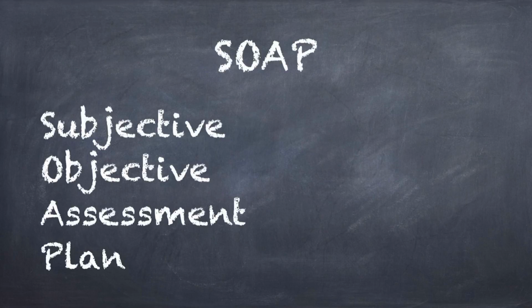At the beginning of it, we start with some basics in EMS, and documentation is one of the things that we do. The SOAP method is a method that we use for documenting all of our patient contacts. So subjective information is information the patient tells you. Objective information is information that you see when you assess them. Assessment is combining those two things to determine what is wrong with them. And then P is the plan of treatment that you have for the patient.